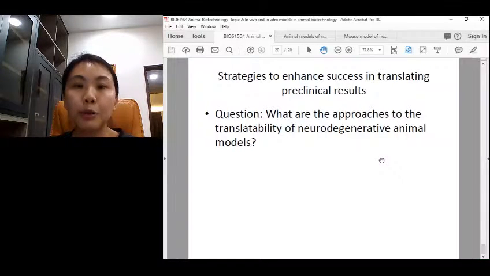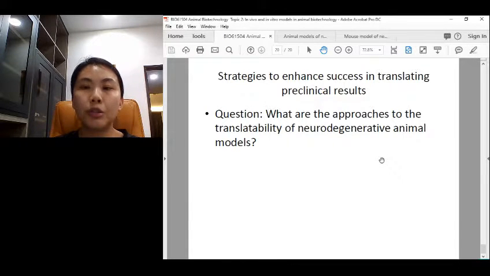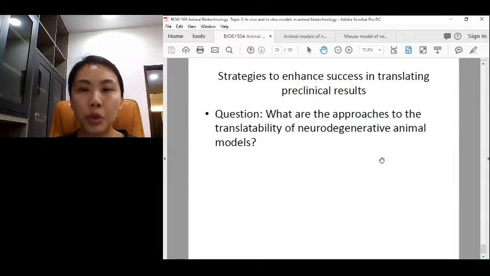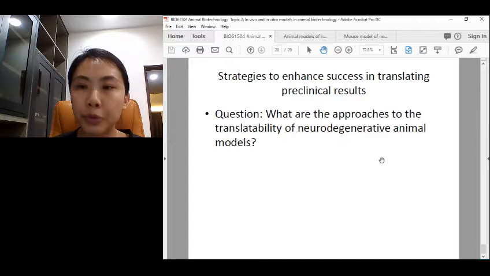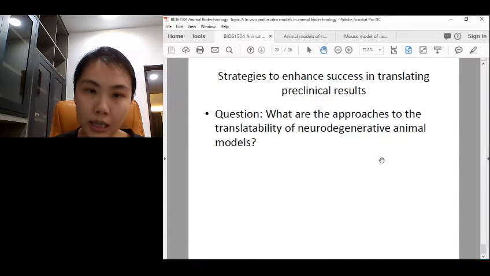So I have one question here. What are the approaches to translatability of neurodegenerative animal models? Meaning, how can we improve the use of animal models so that we can better model the characteristics that we see in human pathology and the ones that we see in the animal models.